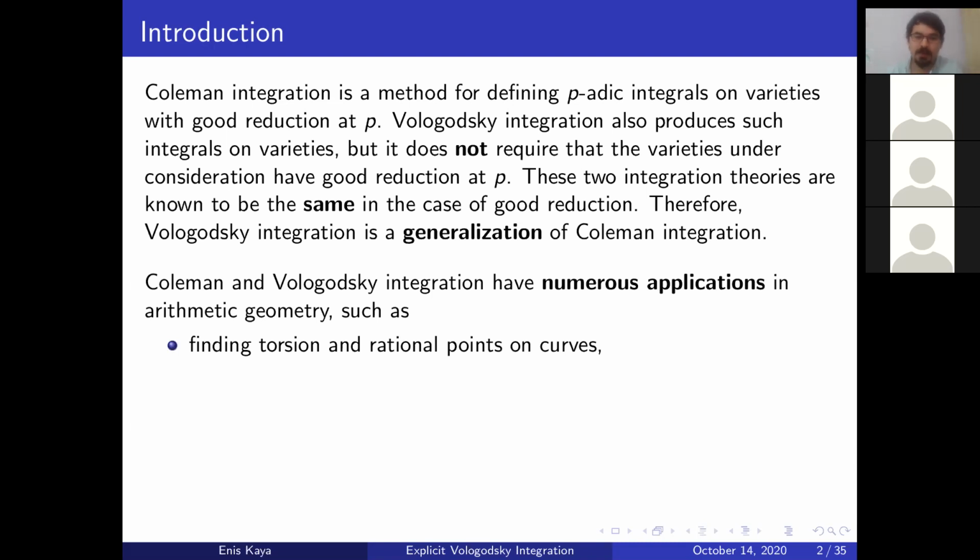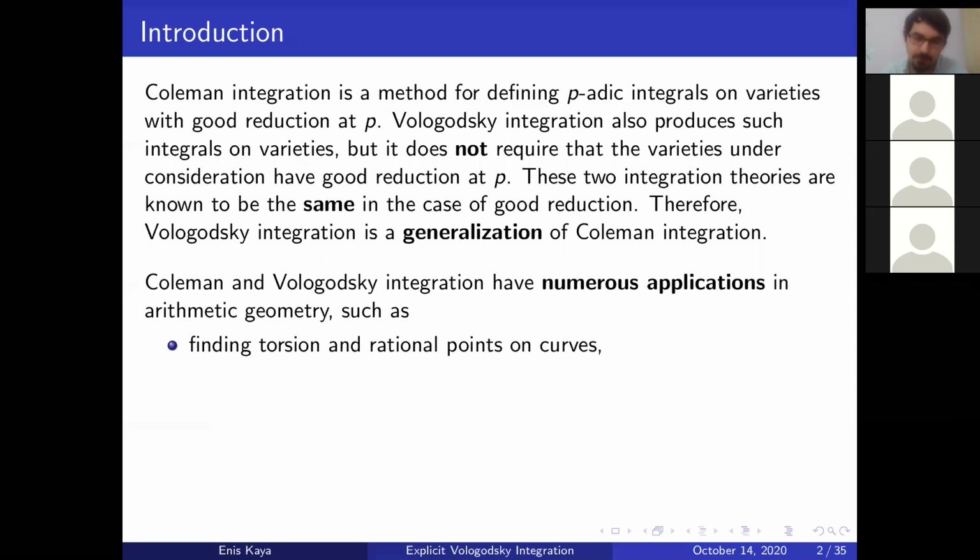First of all, they are used to find torsion and rational points on curves. Let me be more precise here. Let X be a smooth curve over the field of rational numbers of genus at least 2. Then thanks to Faltings' famous theorem, we know that there can be only finitely many rational points on this curve. However, his proof is ineffective in the sense that it does not give a method or algorithm to compute these rational points.